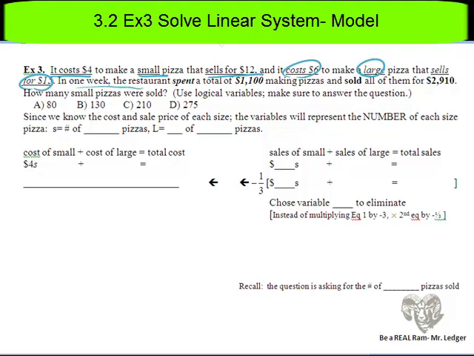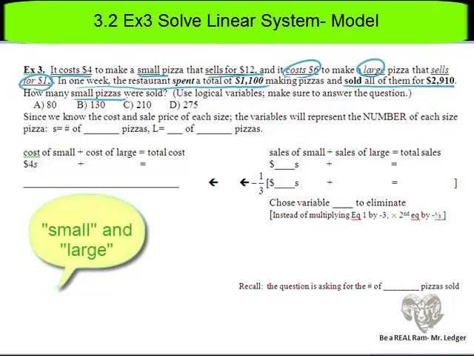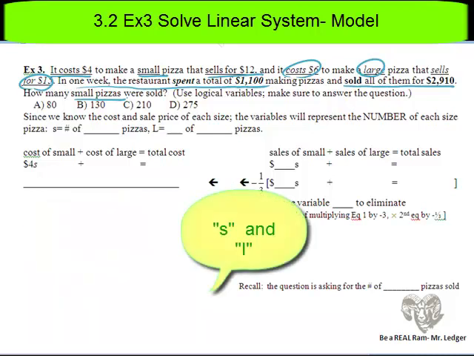So in 1 week, you spent $1,100 and your sales were $2,910. So the question is, how many small pizzas were sold? Let's think about this a second. You got how many different types of pizza? 2. What kind are they? So the variables we're going to use are, now the question is, the S and the L, what do they represent? Yeah, you got it, Nick.